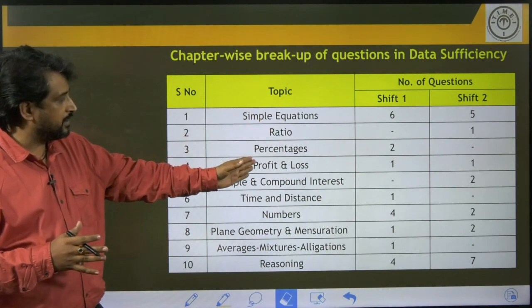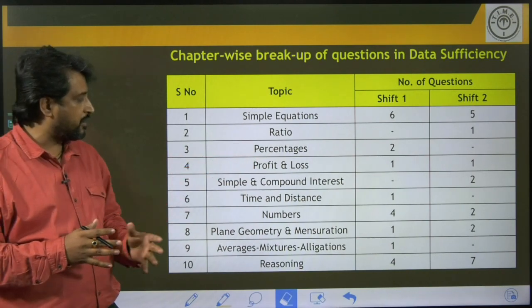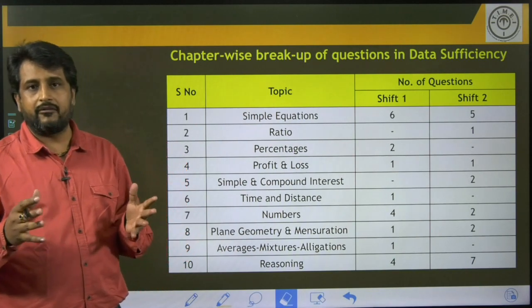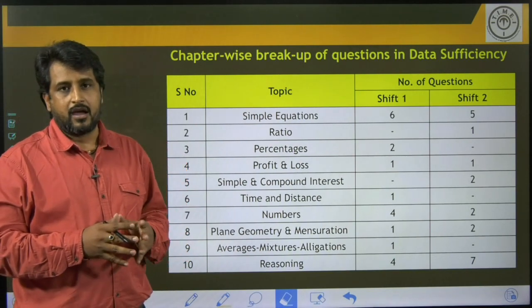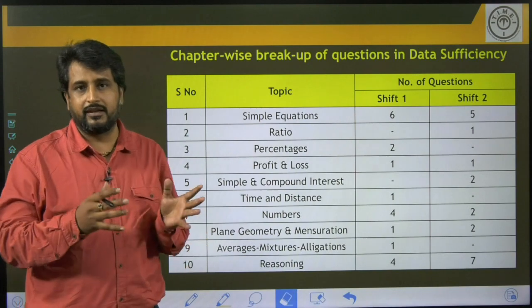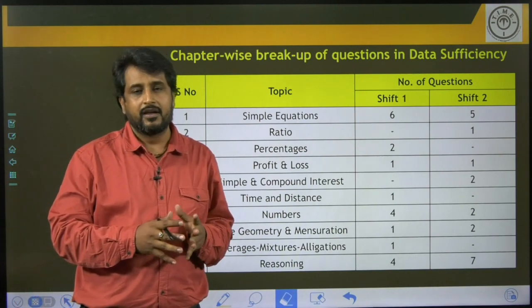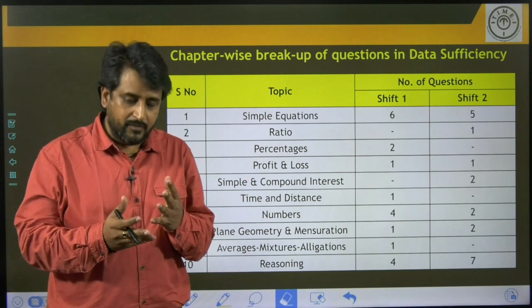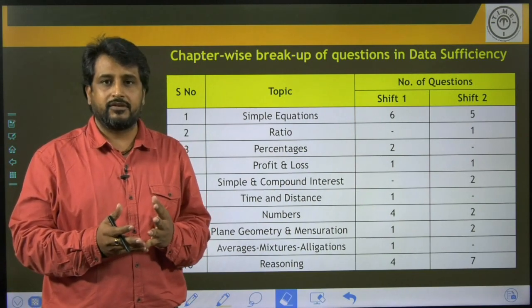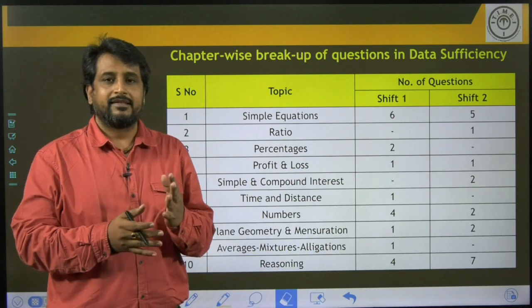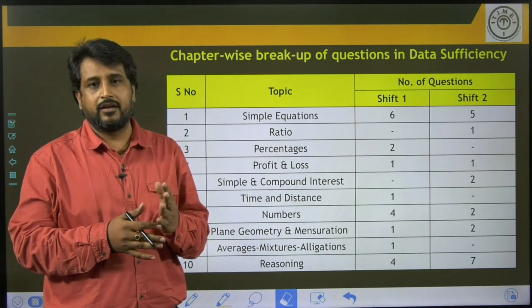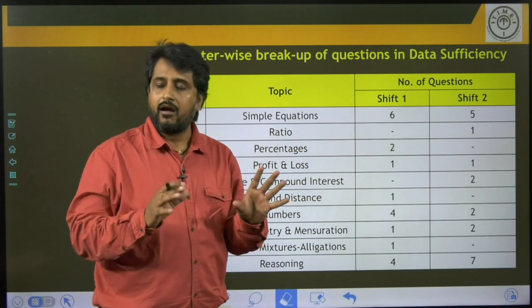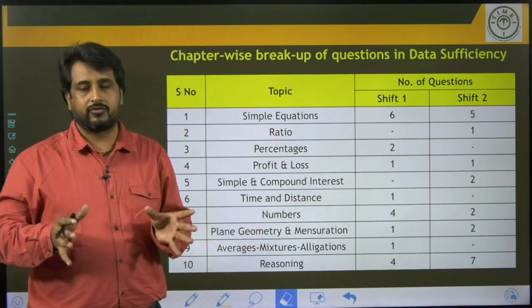Questions are given from simple equations, ratio, percentages, profit and loss, simple interest and compound interest, time and distance, plane geometry, averages and mixtures and alligations. In one slot they gave 16 questions, in the other slot 13 questions, and the remaining questions are from the area of reasoning. In reasoning they gave coding decoding questions, blood relations questions, seating arrangement questions and ranking questions. 4 questions and 7 questions in total were these, and very easy, straightforward questions.